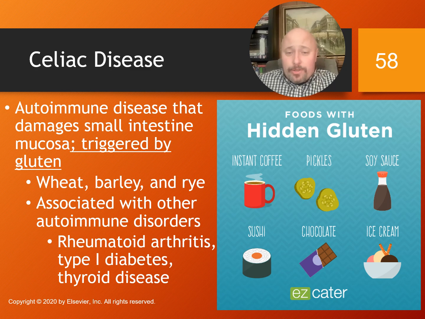I also included this chart below me with foods with hidden gluten, and this is an area that both ATI and NCLEX like to hit on, because there may be things that contain gluten that you wouldn't think. Soy sauce, pickles, instant coffee. Normal coffee is fine, instant coffee is not. Sushi, dark chocolate, ice cream. Chocolate malts are another one I see come up a lot.